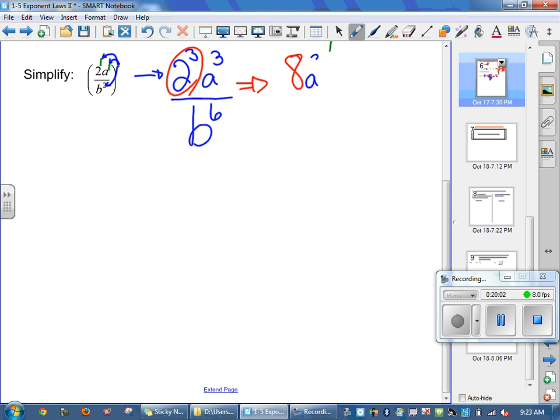If they say leave it in exponent form, you want the guy on the left. If they say simplify completely or evaluate, you want the one on the right. Okay? All right. Let's move on and write down exactly what this law means.